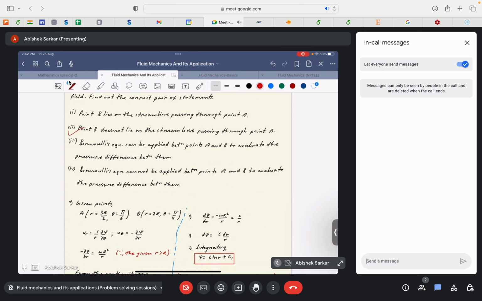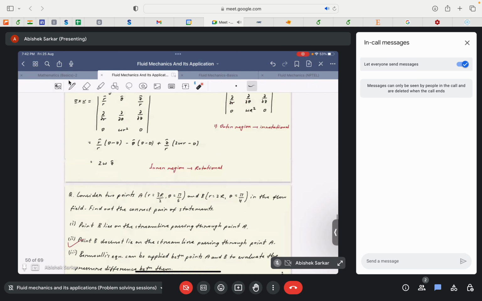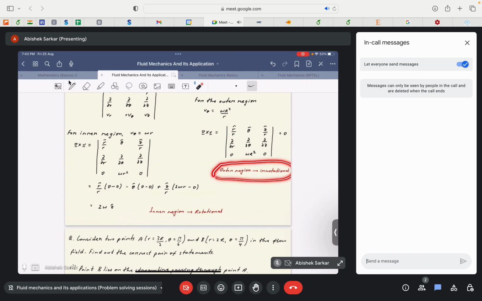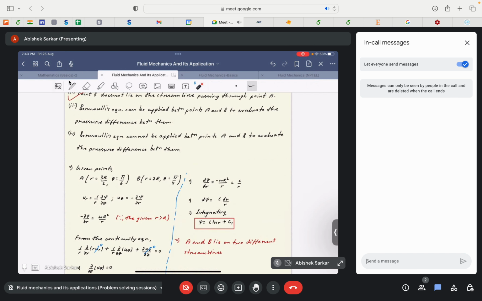But again we need to check whether the flow is irrotational or rotational, because we know that if the flow is irrotational, then Bernoulli's equation can be applied for any 2 points in the flow field. Since both these points lie in a region greater than the radius of the tornado, for the outer region the flow is irrotational. So since the flow is irrotational, it is immaterial whether the 2 points lie on the same streamline or not. So in this case we can apply Bernoulli's equation for any 2 points in the flow field.